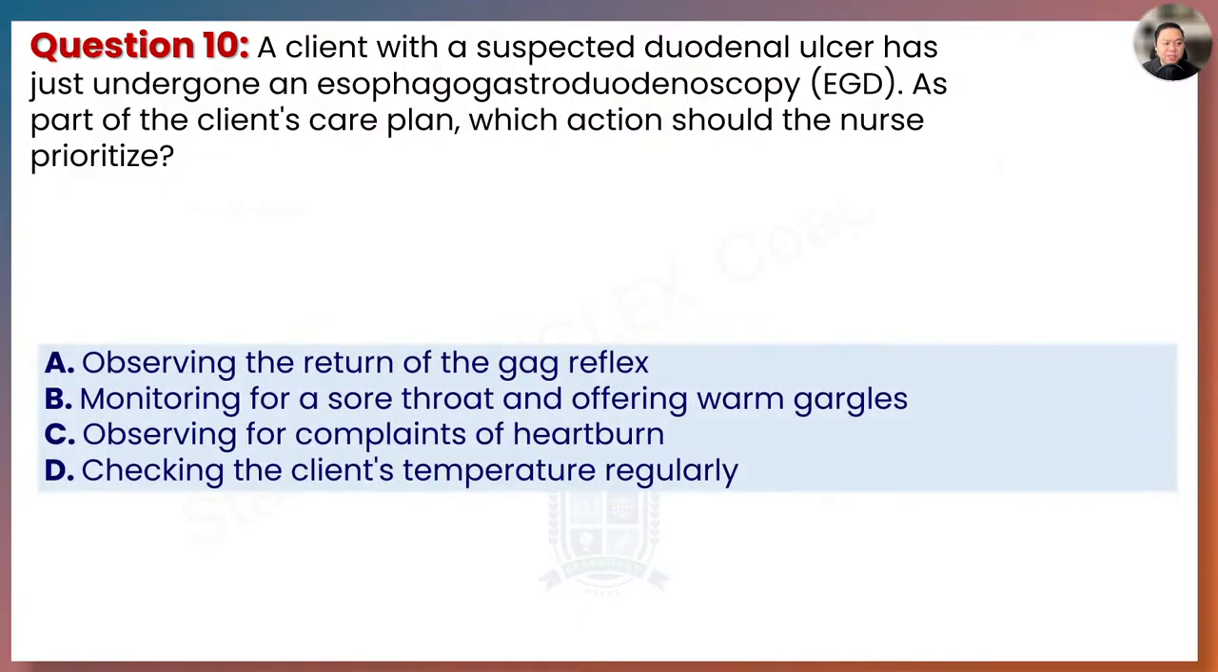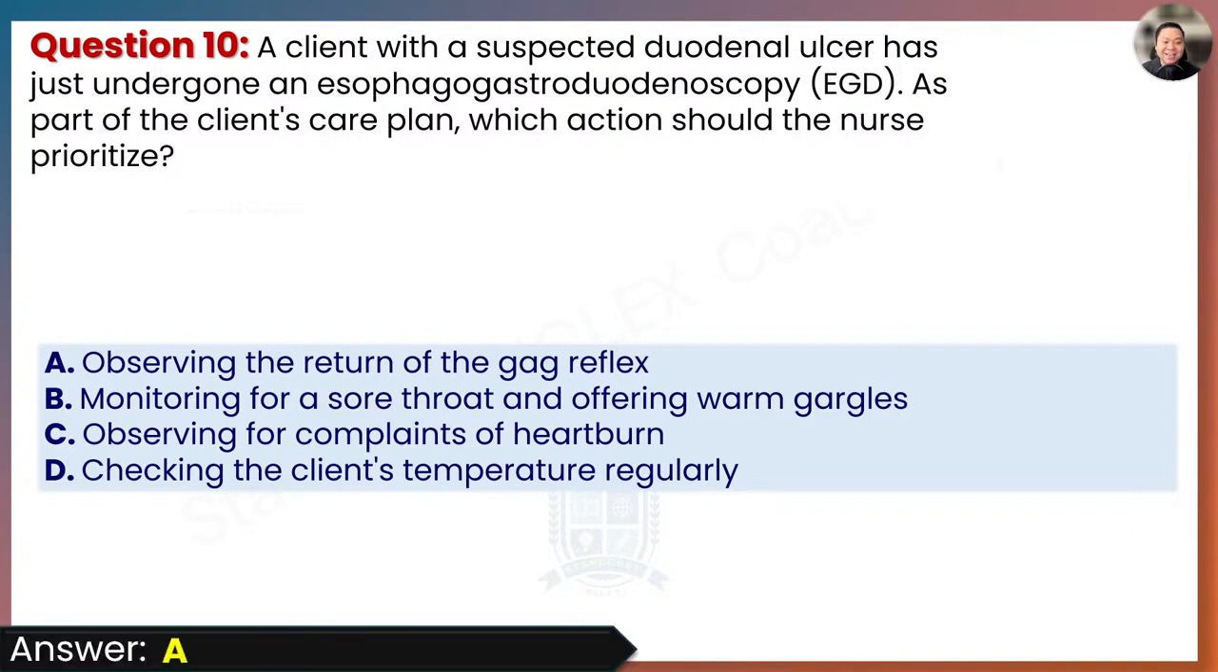A, observing the return of the gag reflex. B, monitoring for sore throat and offering warm gargles. C, observing for complaints of heartburn. D, checking the client's temperature regularly. The answer is letter A.